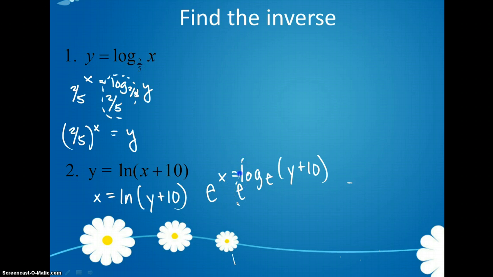All I'm left with is whatever my exponent is on the right side, so I have y plus 10 on the right, and on the left I have e to the x. Y is not alone, and we need it to be. What's next? I think we should move that 10 to the other side. So we have e to the x minus 10 equal to y, and this is our inverse.